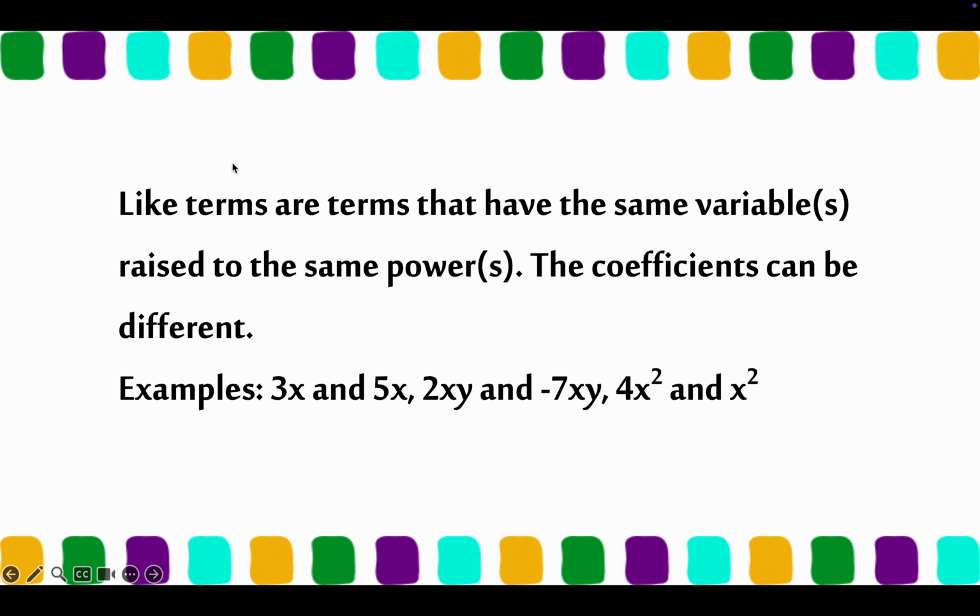So for example, we have 3x and 5x. These would have the same variables, so they are like terms. We have 2xy and negative 7xy. They are also like terms. And lastly, we have 4x squared and x squared.